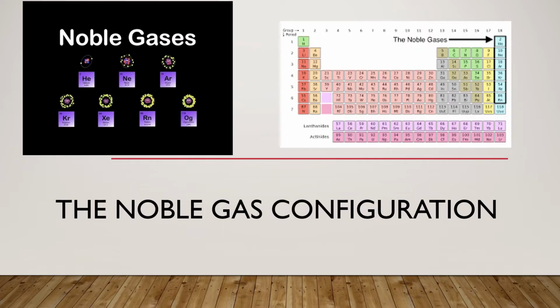Hey guys, hope you remember that I told you that there is a shortcut to doing those long ground state configurations for electrons, and those are noble gas configurations. So that's what we're going to look at today. The noble gases are over here. They are group 18 on the periodic table, so at the end of the rows.